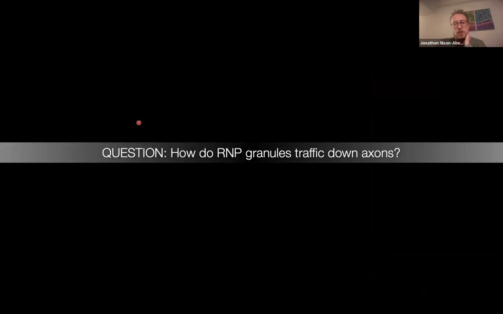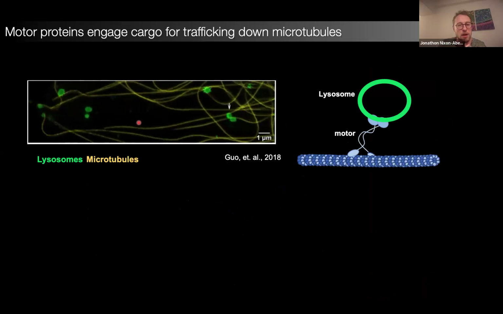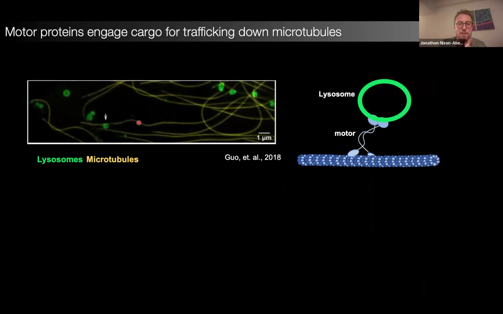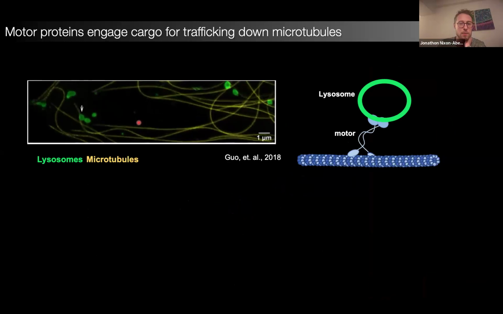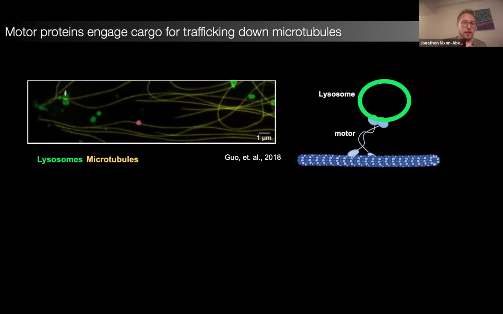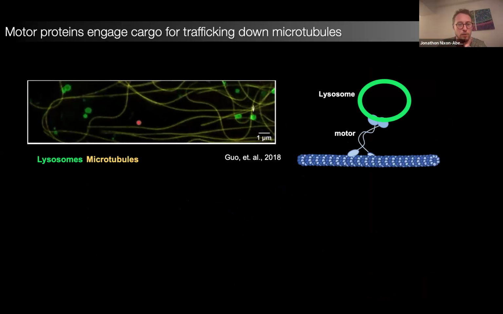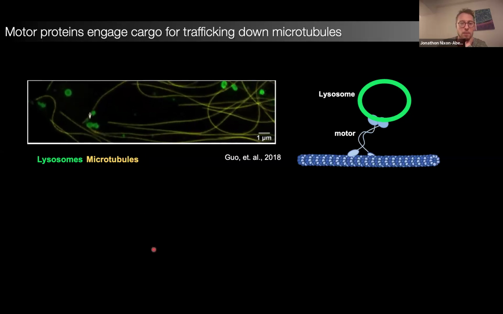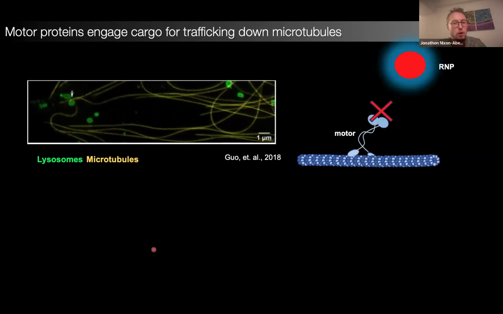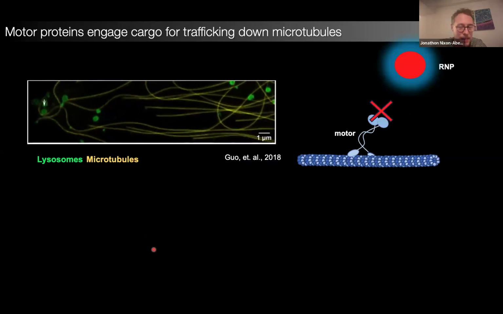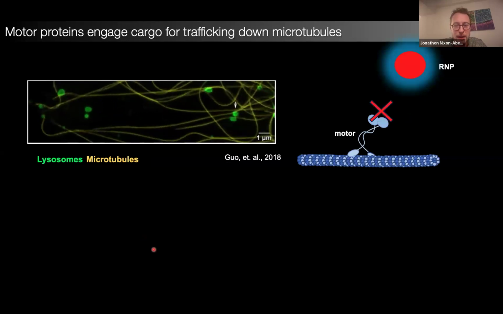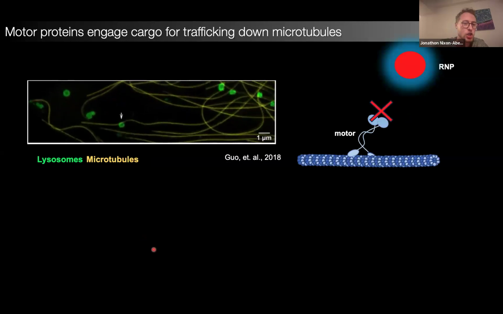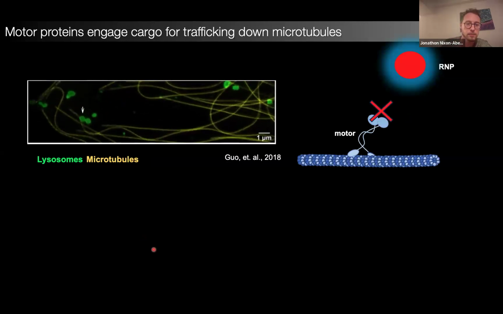But this really begs the basic question: how do these RNP granules actually traffic down axons? So we know very well in the case of membrane-bound organelles that they can traffic down neurons by engaging with motor proteins, which then drag them up and down microtubules, like you can see here in this example of a lysosome. But we also know that this isn't so simple for RNP granules, which in many cases, not all cases, but in many cases, can't directly engage with motor proteins.